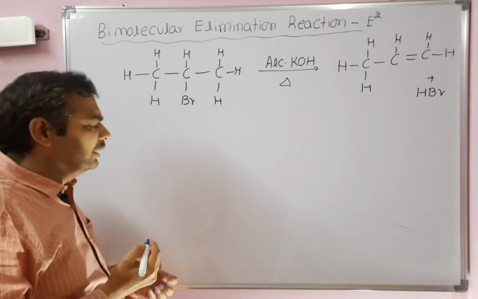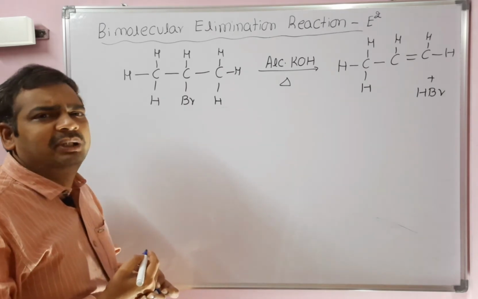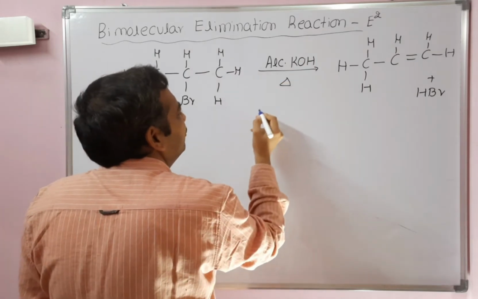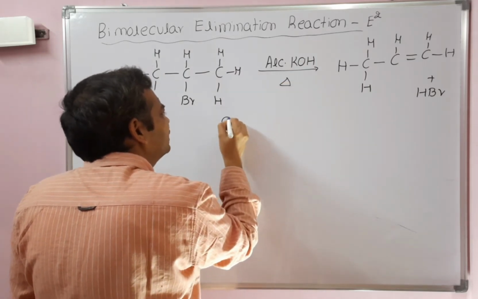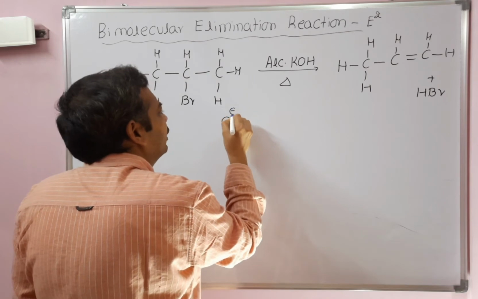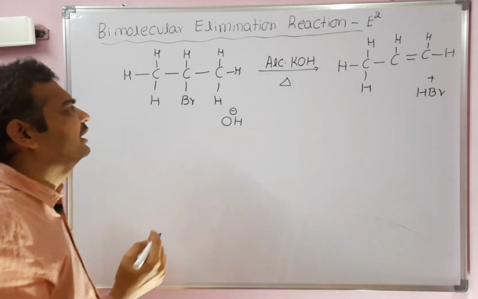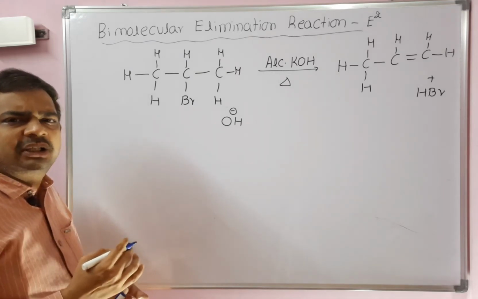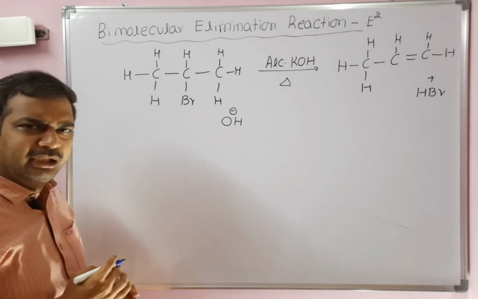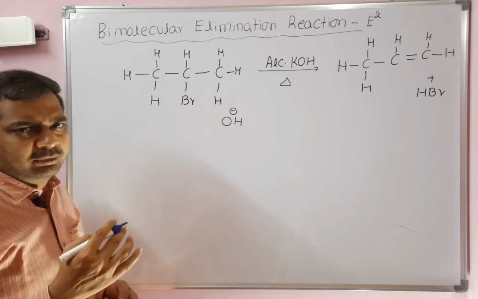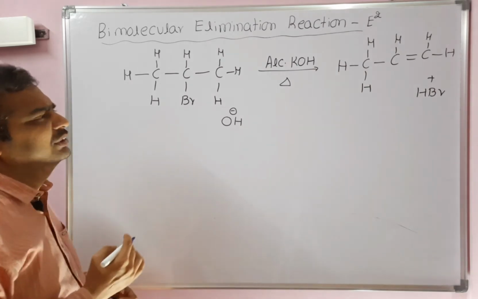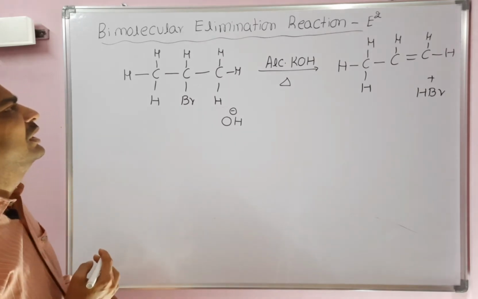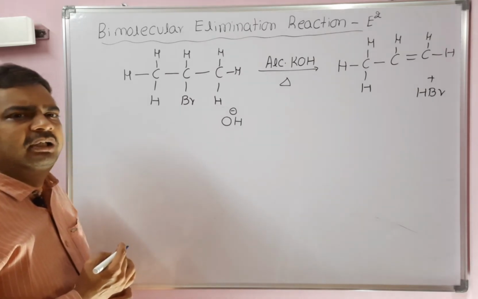One important point we need to remember in E2 reaction is, what is happening here? KOH means OH minus, that will abstract a proton. Even if you see the reaction of 2-bromopropane at high temperature with water or methanol, that will also give propene, but the mechanism is E1. Here strong base is involved. This is not E1, this is E2 reaction. Let's see the difference between E1 and E2.